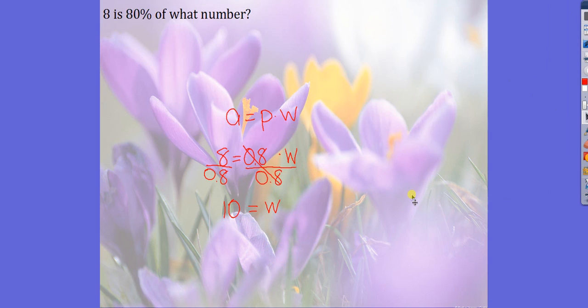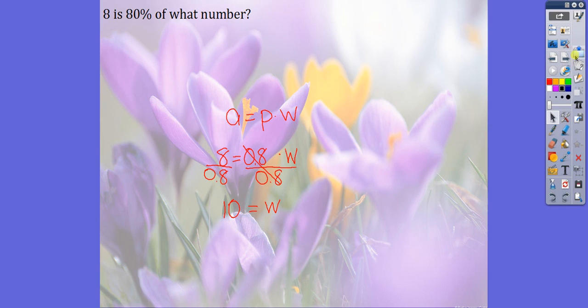So we did this one together. We converted 80% to a decimal. 8 is the part, "of what" means I'm looking for the whole number. Divide each side by 8/10, and you get 10 is the whole number. That 8 is 80% of 10.